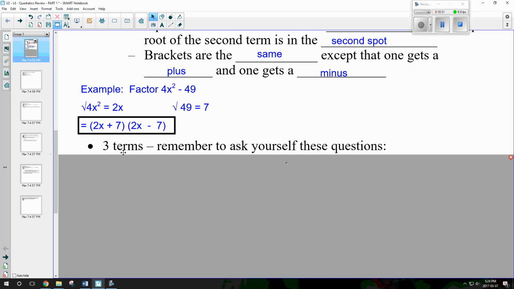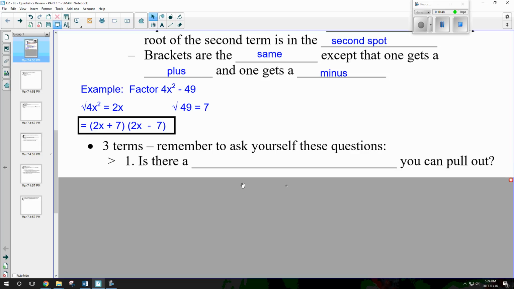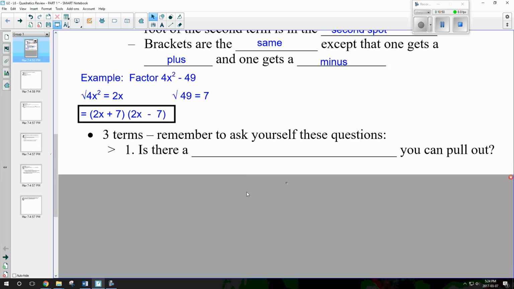The next type is when we have three terms. So those were the first two cases. Difference of squares is only with two terms. Common factoring can be two terms, or it's the one that they look odd. They're not in our typical standard form. Whenever we have three terms, there's always these questions that you can ask yourself that help you know when to use what.